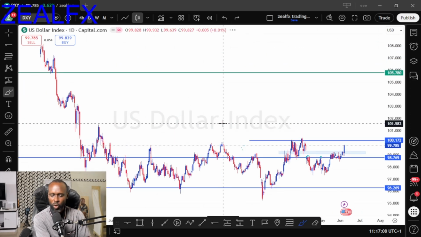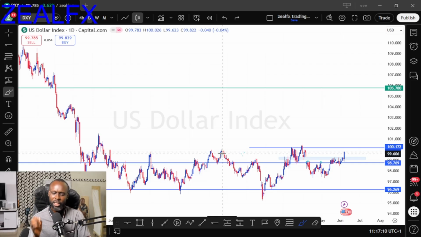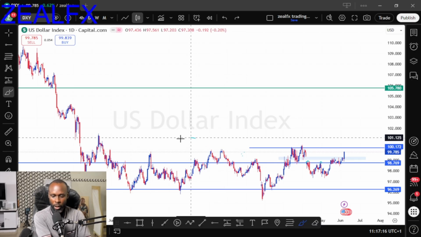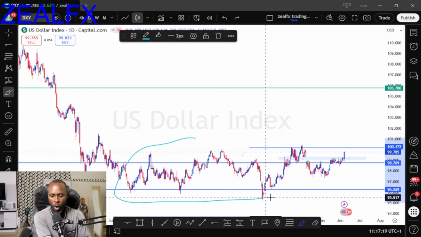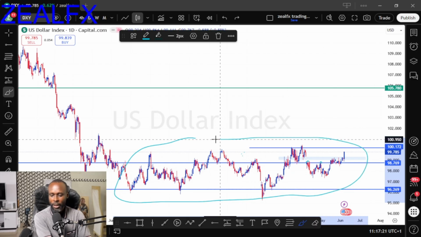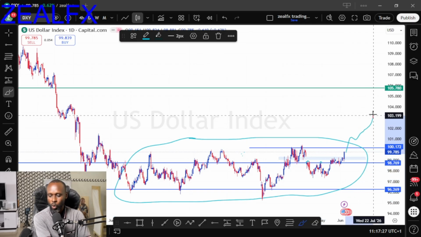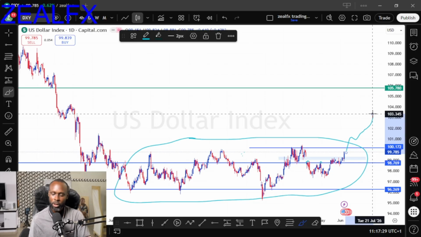But the current structure on the daily chart still shows that this breakout might be a trap, because the major structure on the dollar index still remains a sideways trend. So we need price to break out of this major structure for us to start looking for that strong buying opportunity for the dollar index. So we can just confirm that this is the major movement for buying.